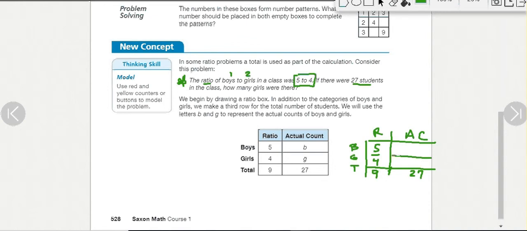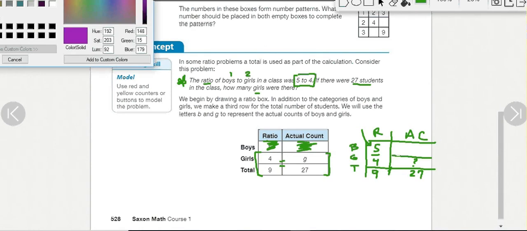helps us. They ask us how many girls were there. Okay, so we just follow this ratio. We want to find girls. We don't care about boys right now, so we just kind of cover up what we don't need. Cover up what we don't need. Now I've got a proportion. Do you see it? What if I put an equal sign here? Does that help?